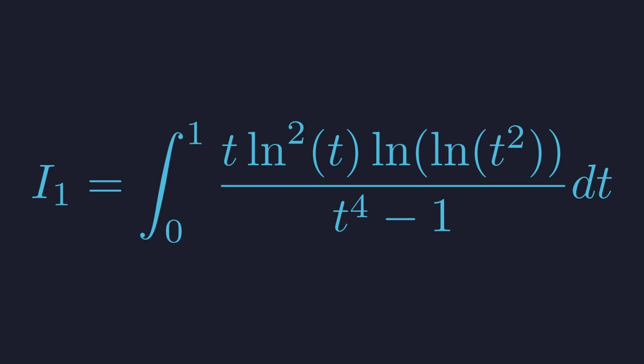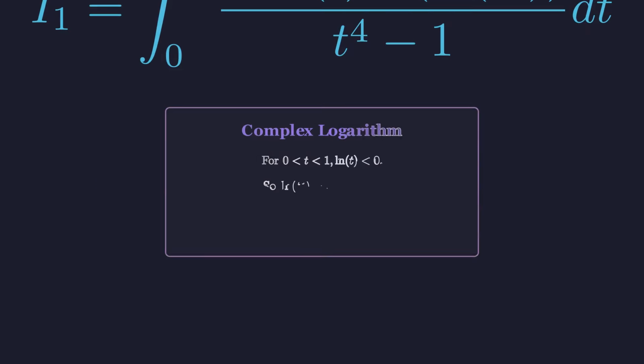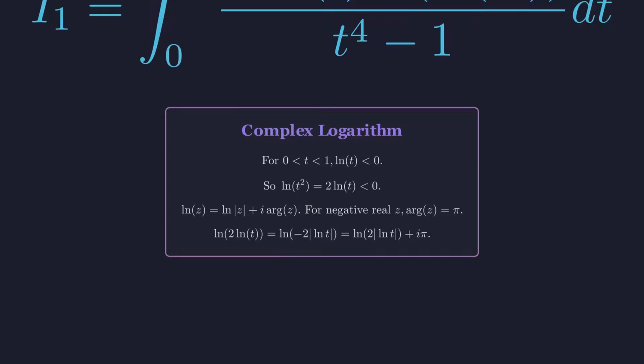First, let's analyze the nested logarithm in I1, where t is between 0 and 1. Here t is less than 1, so the natural log of t is negative. The argument of the outer logarithm, the natural log of t squared, is therefore negative. To evaluate this, we must use the complex logarithm, which introduces a term of i times pi.